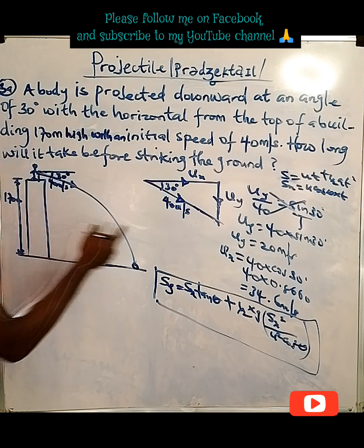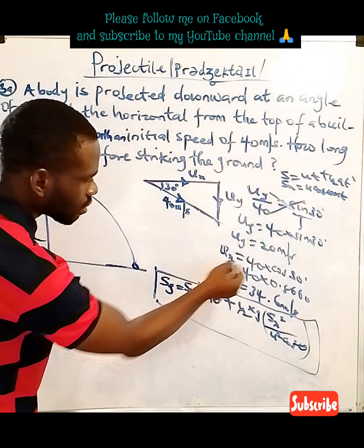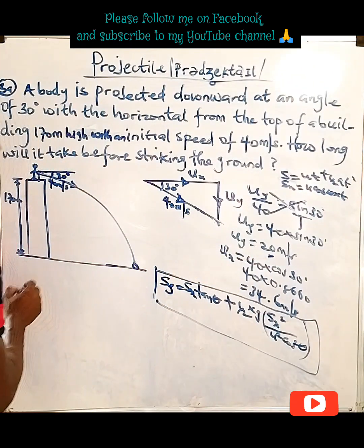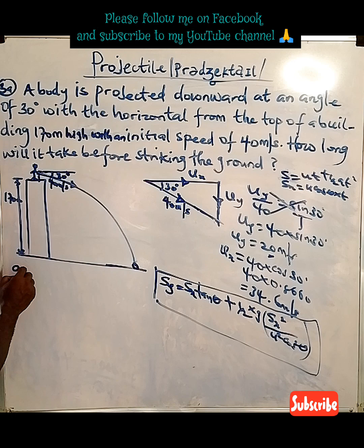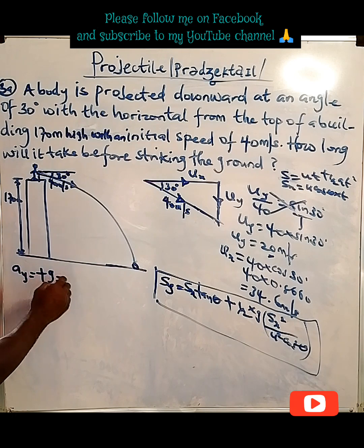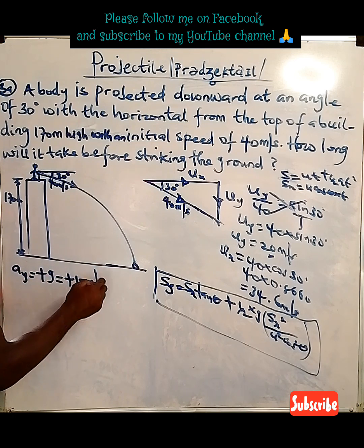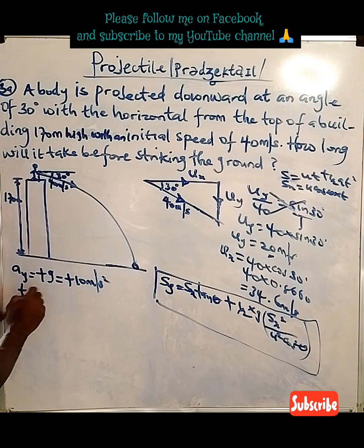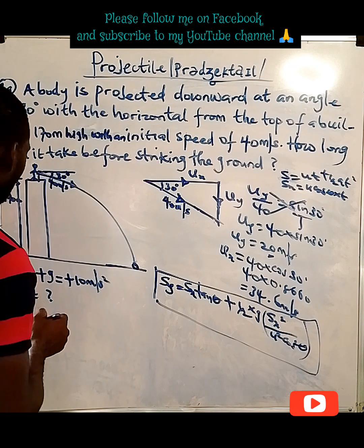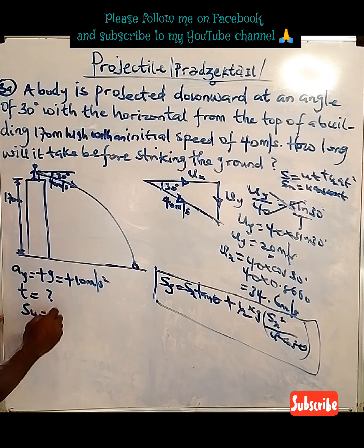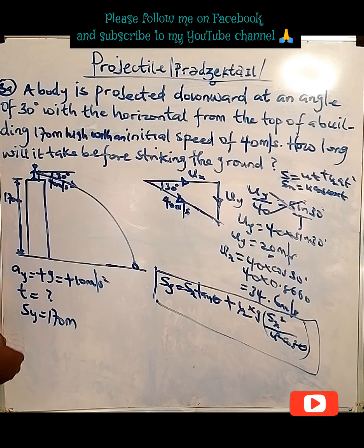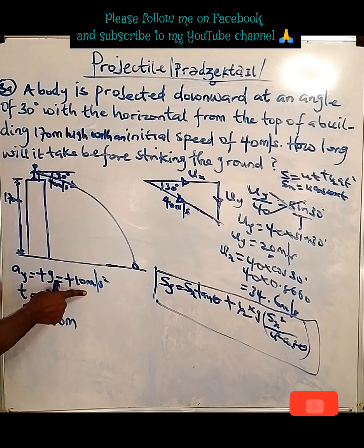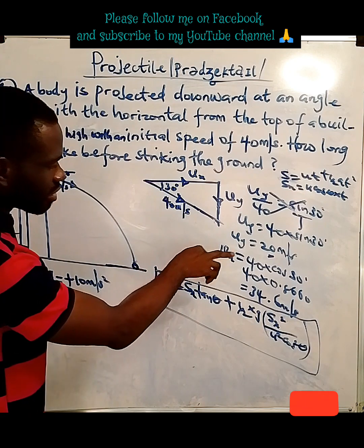Quickly, don't forget initial speed along the y-axis is 20 meters per second. If that's the initial speed, then acceleration along the y-axis is going to be positive gravity, because the body went down like this, obeyed gravity. Now, is the time they want us to get? We don't know what it is, but we know the distance along the y-axis. This one along the y-axis is 170 meters. Acceleration due to gravity is 10 meters per second squared, positive. The time is what we are looking for. The initial speed is 20 meters per second.